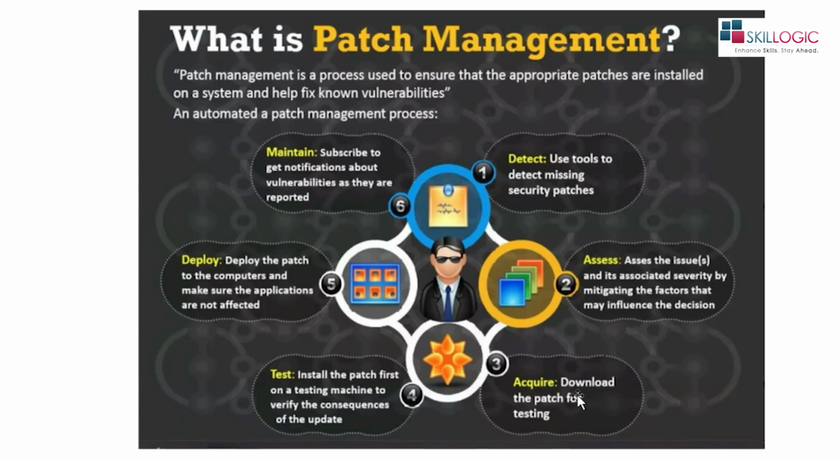Also, before deploying a security patch, it will download that patch for testing, and it will test that security patch in a testing machine. After verifying the consequences of that update, it will deploy it to the main system or web server. Afterwards, you can subscribe to get notifications about vulnerabilities and all those things. So this is the basic process of automated patch management.